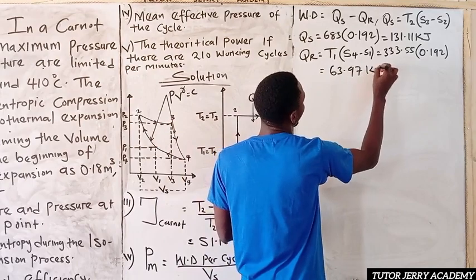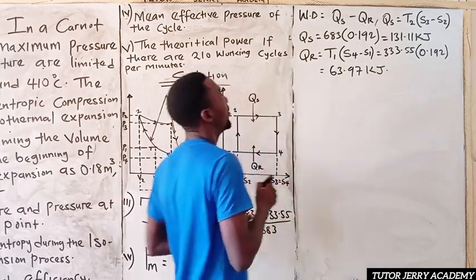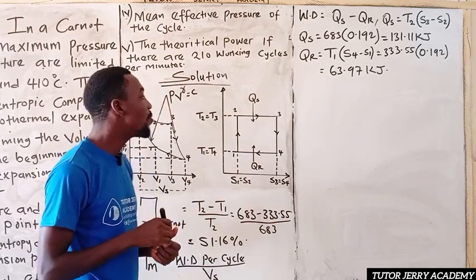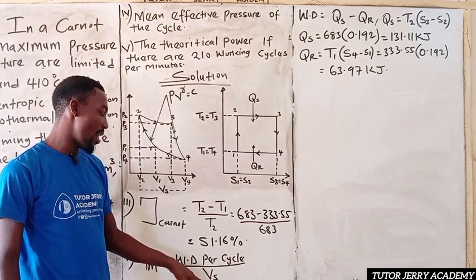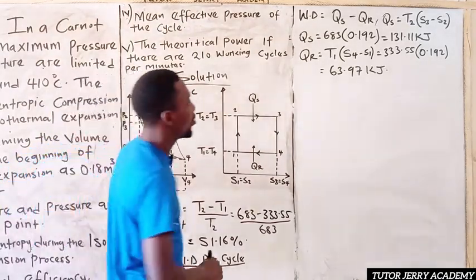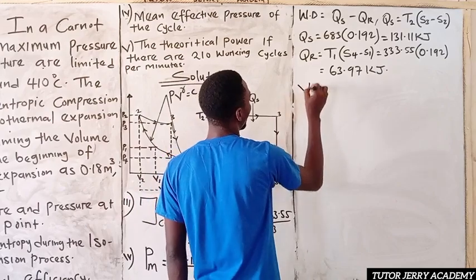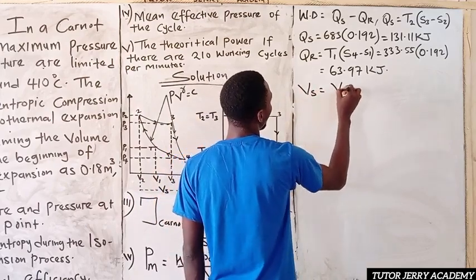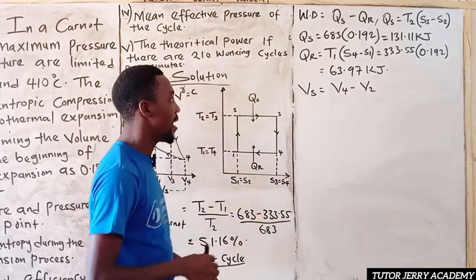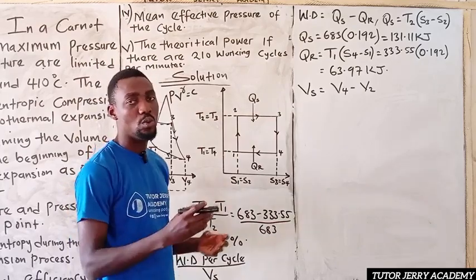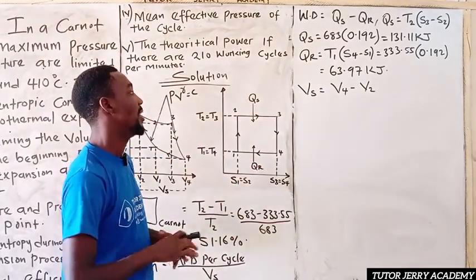63.97 kilojoule. All right. So now the next thing we want to look for is our stroke volume. So we said stroke volume is equals to V4 minus V2. Now, we are going to perform some little analysis here for us to get our stroke volume.